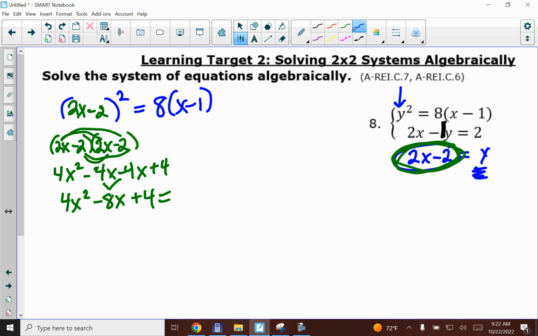And now we can start worrying about the right side. The right side has a parentheses, which I need to get rid of. So I'm going to distribute the 8. So this will give me 8x minus 8.